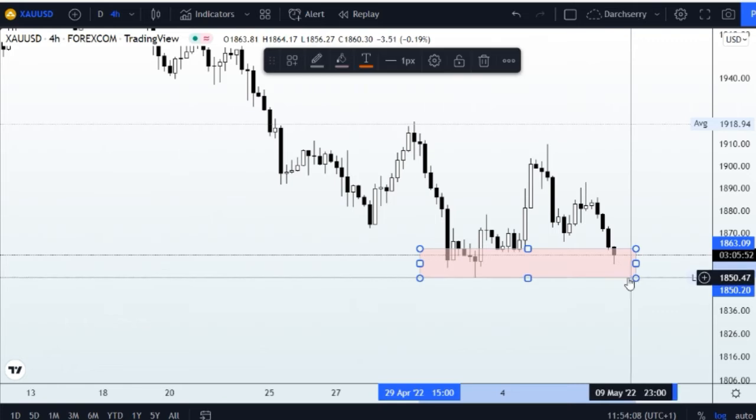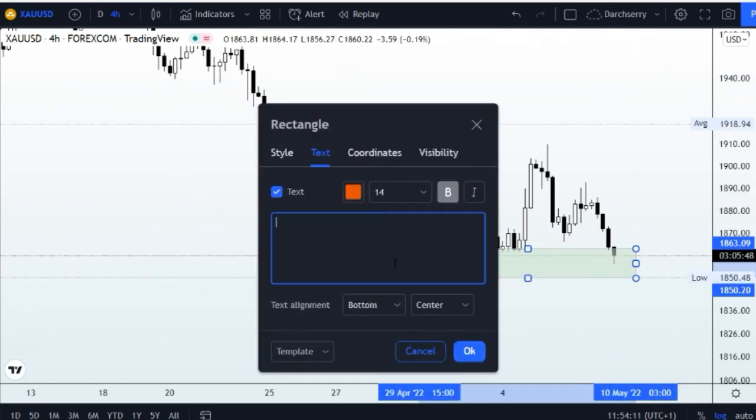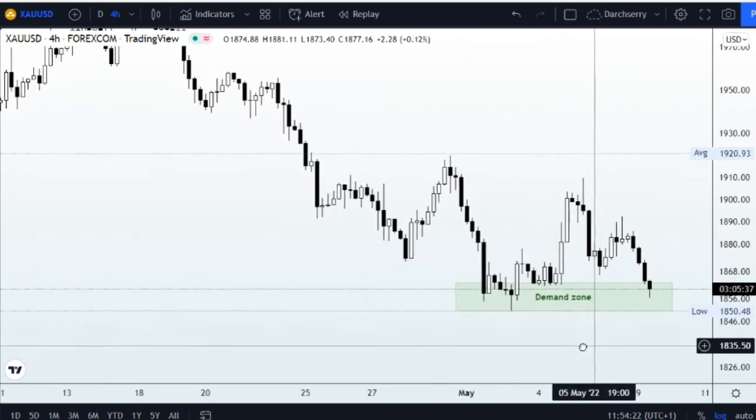Allow me to draw the level. Okay, let's give it a green, and we have something like this right inside. We give it green. So we want to be calling this place a demand zone.